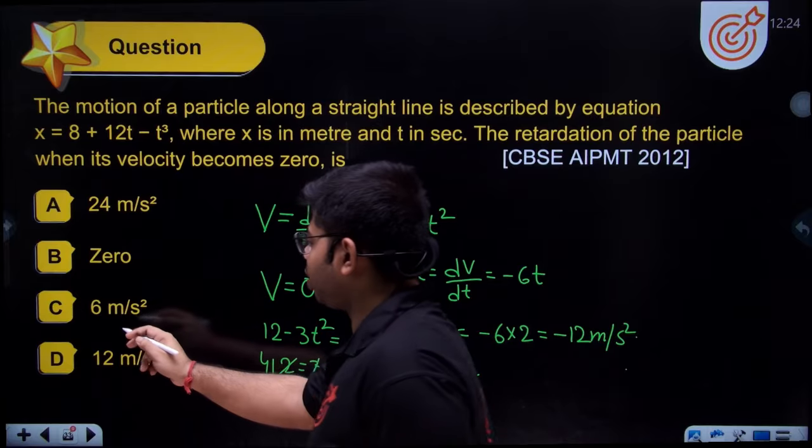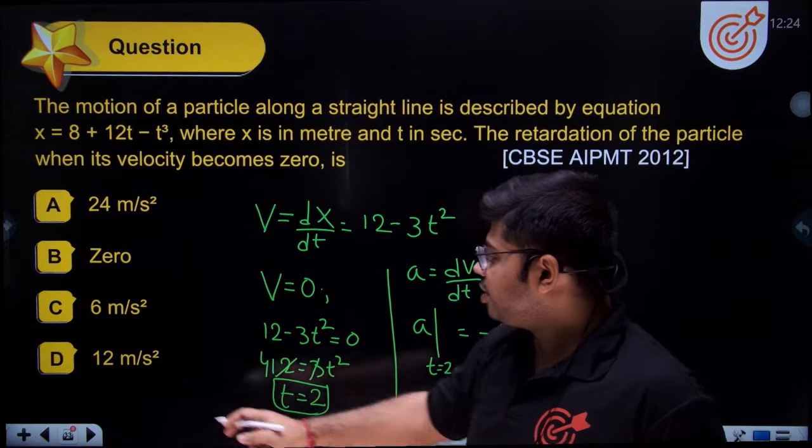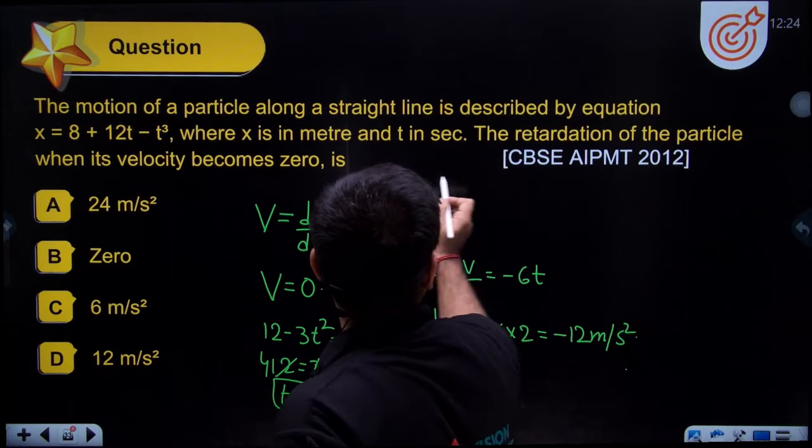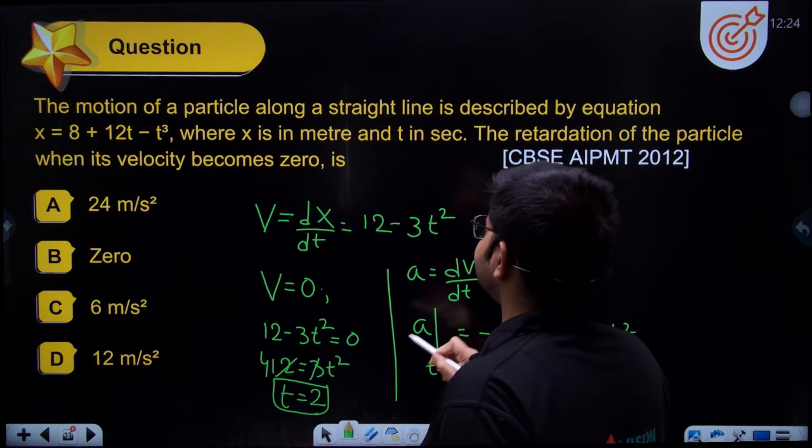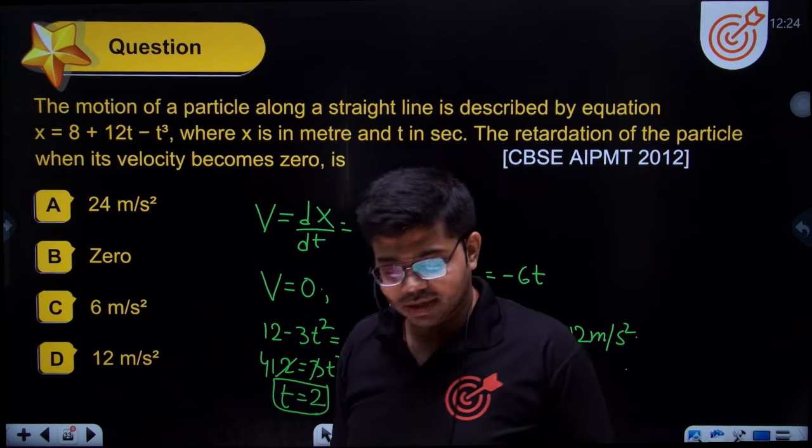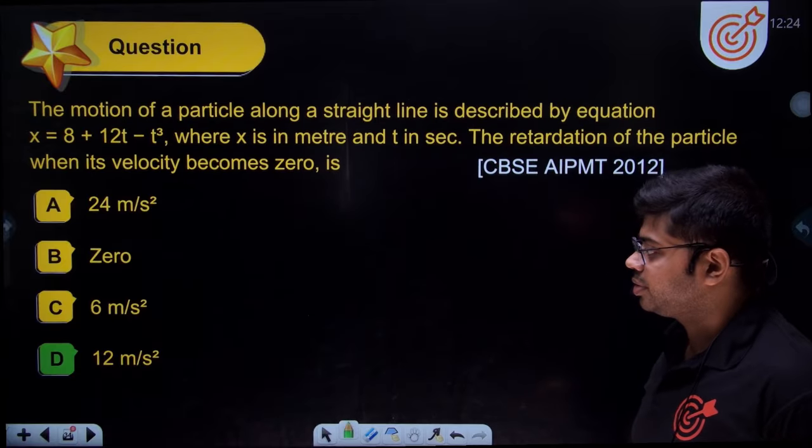So our option is going to be 12 meter per second square, but here as they are talking about retardation, that is why the minus sign they haven't taken, right.